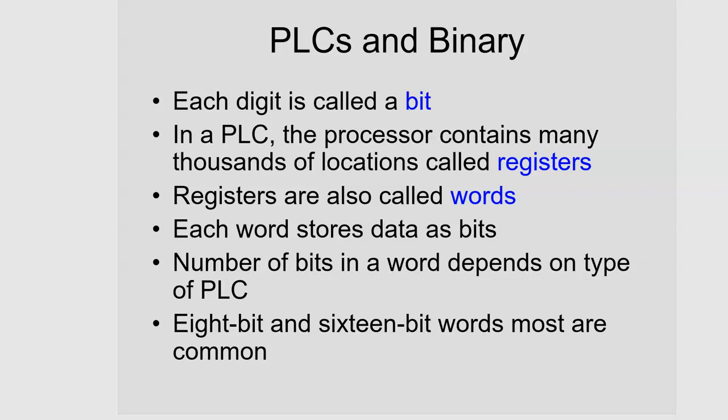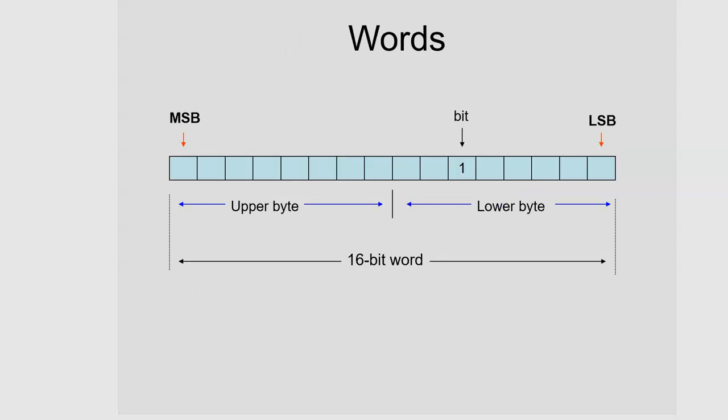Let's look at a word in more detail. So here is a 16-bit word. We're going to break it down and talk about parts of a word. First, I want to point out the far left bit and the far right bit. The far left bit, MSB, stands for most significant bit. And the LSB is the least significant bit.